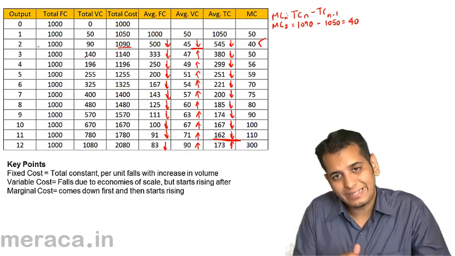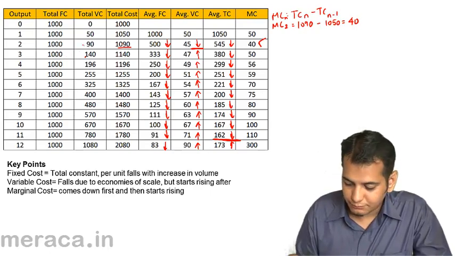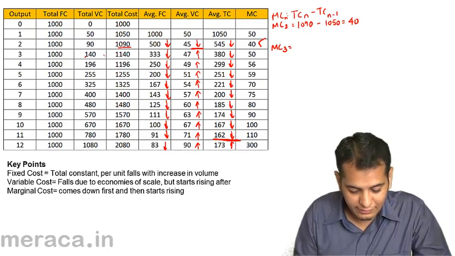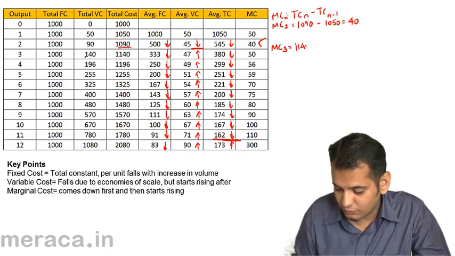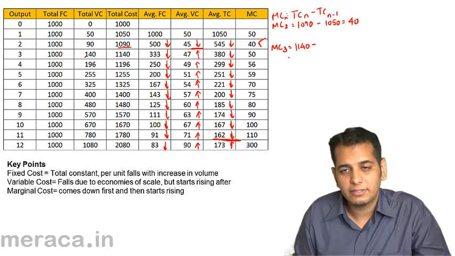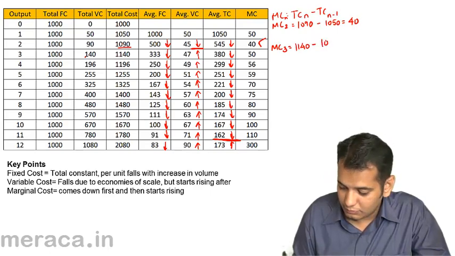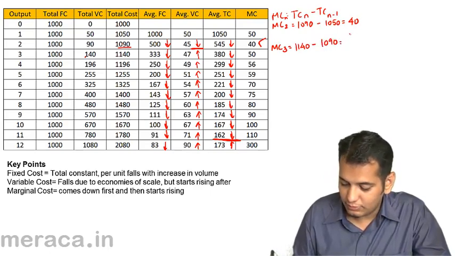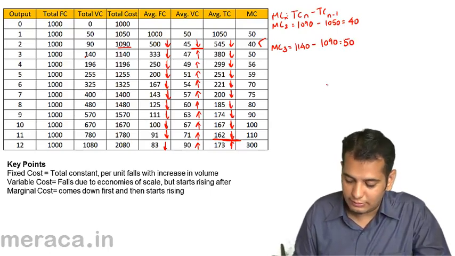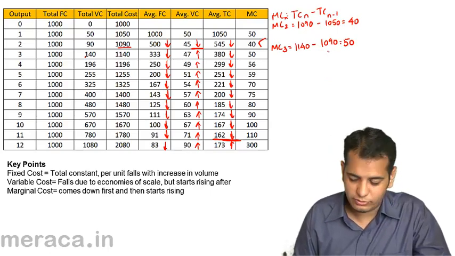Marginal cost for producing 3 units is total cost at 3, that is 1140, minus total cost for producing 2 units, which is 1090, and the answer is 50. So in this fashion we can find out the marginal cost.